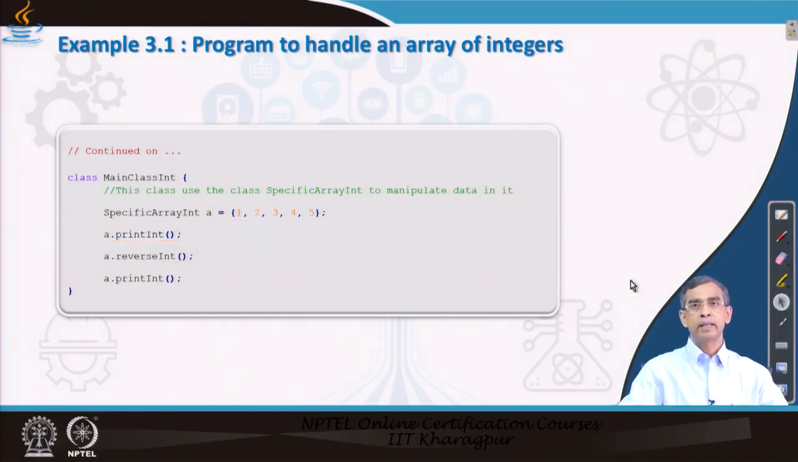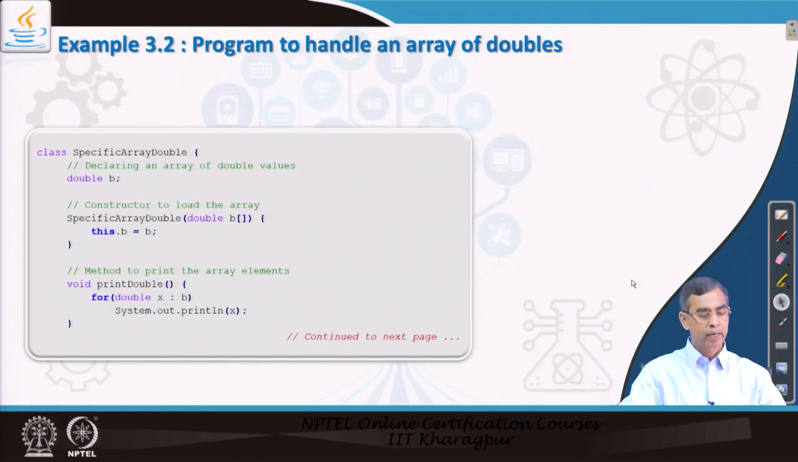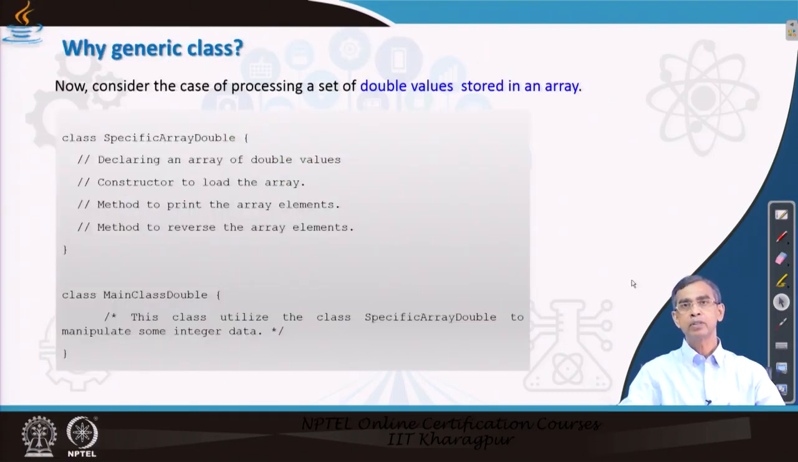Now, this is for integer. If we want to do the same job, but for another type of data, for example, say floating point values, then we can repeat the same program, but for only floating point values. As we see here, the same program structure: declaring an array of float values, initializing the arrays, then a method to print the array of elements, and finally reversing, and we can call this method in a main class.